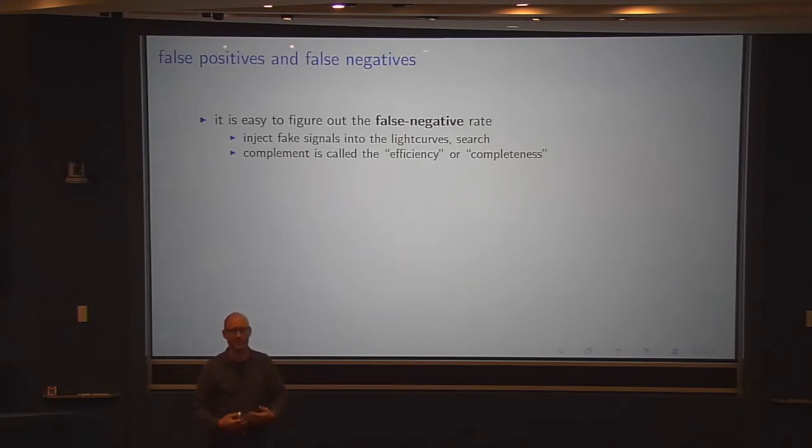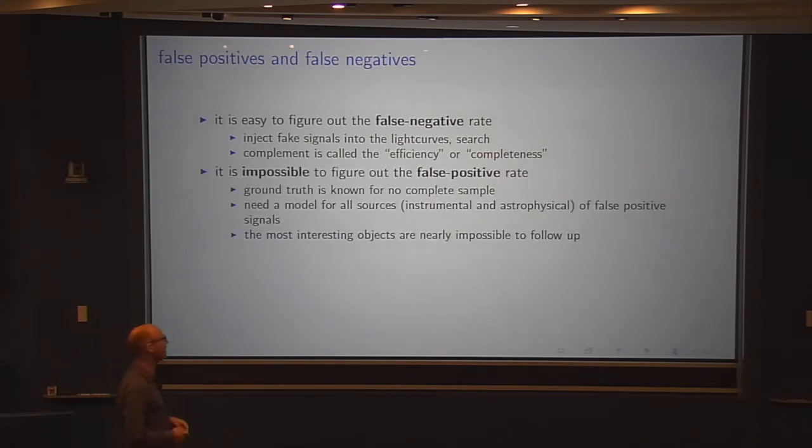What objects are we missing that we should be finding? The reason it's easy to figure out is that it's very easy to inject fake signals into the data and ask, would we recover them? So this is easy. The hard thing is the false positive rate. In fact, we believe it's impossible to know the false positive rate. How many of these things that we're detecting are not actually planets?